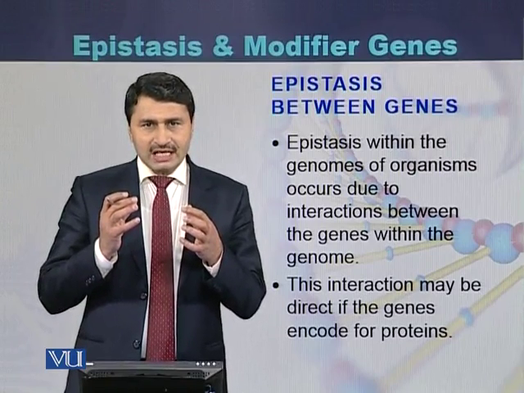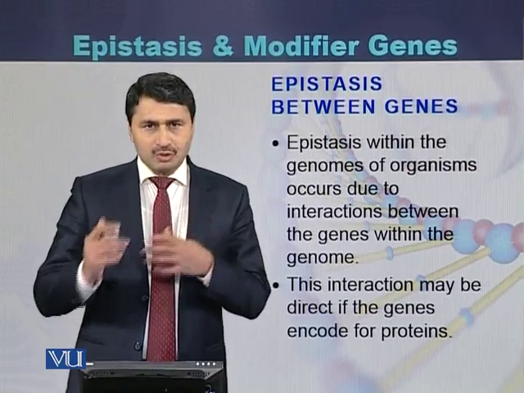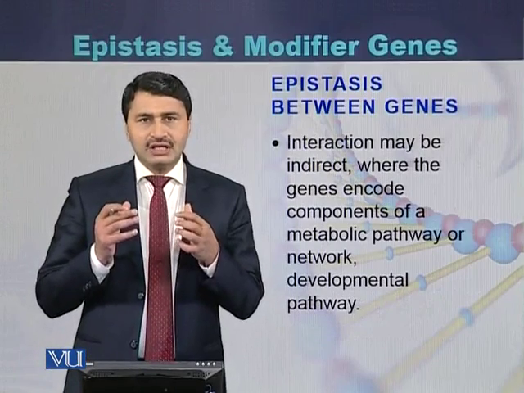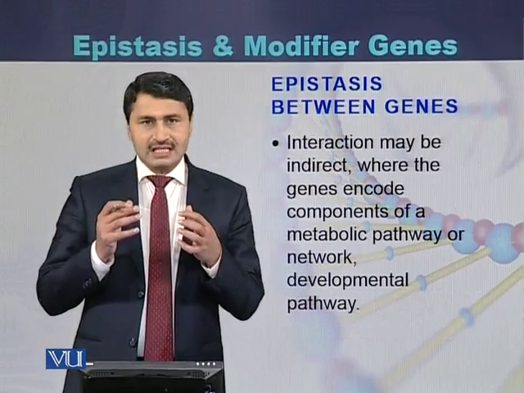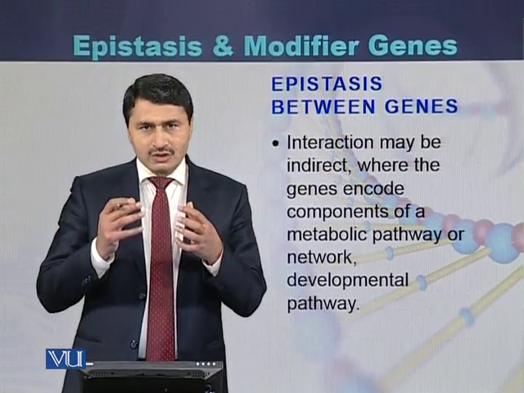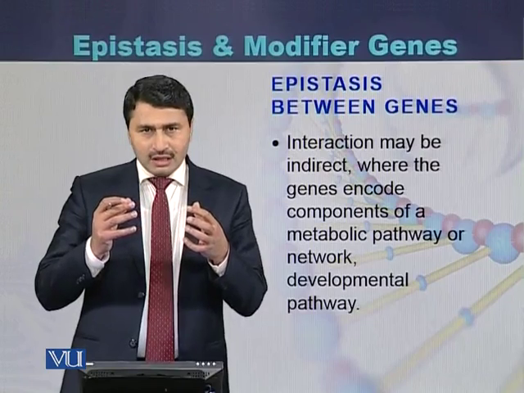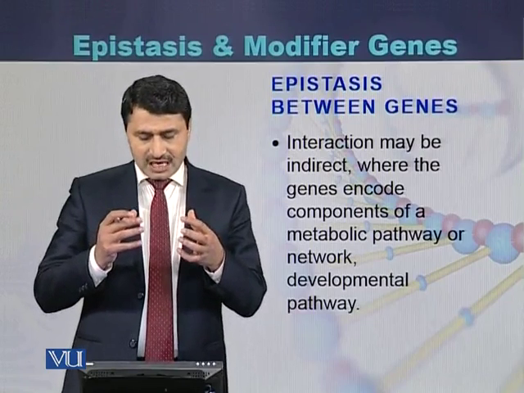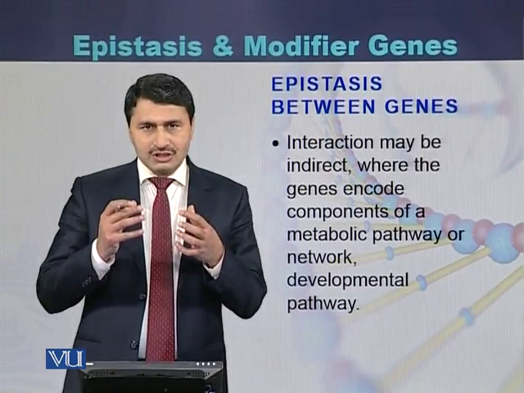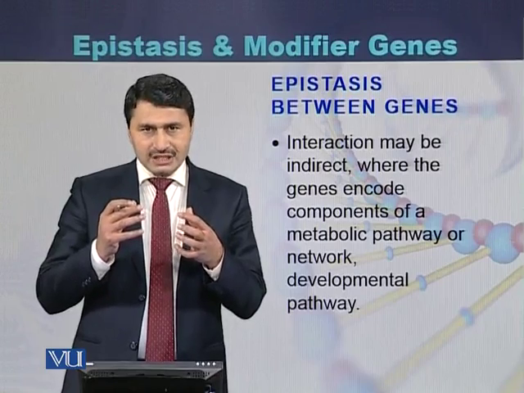In case of direct epistasis, it occurs in those genes that produce certain proteins. While in indirect epistasis, genes encode the components of certain cycles or metabolic pathways where those genes express, or there is a function of certain enzymes.